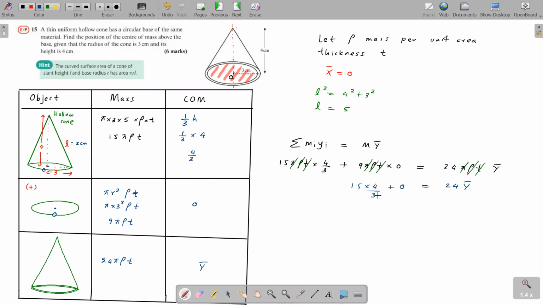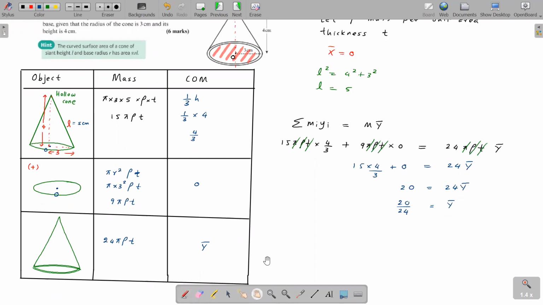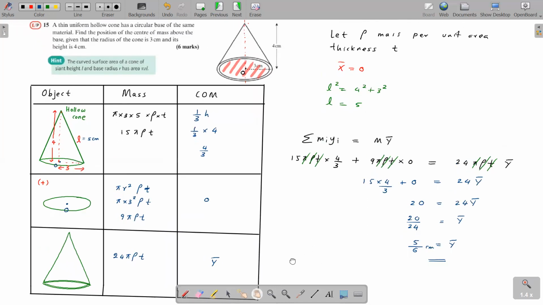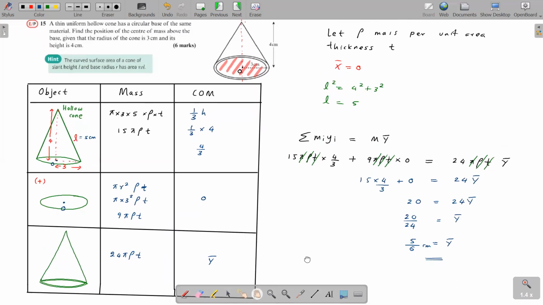So guys, get the answer. 3 times 1, 3 times 5. So 5 times 4, that's 20 equals 24 y bar, right guys? So y bar is 20 over 24, right? So 4 times 5, 4 times 6. So y bar is 5 over 6 centimeters. So the center of mass is at a distance of 5 over 6 centimeters above the base.